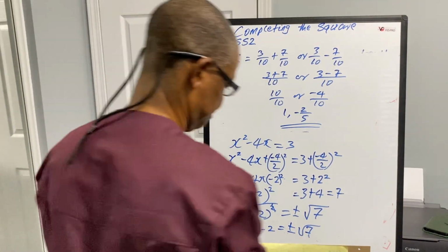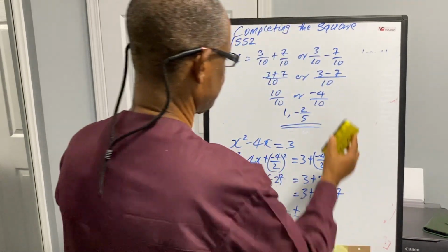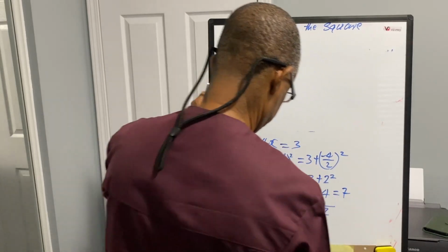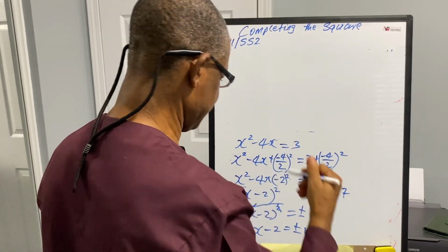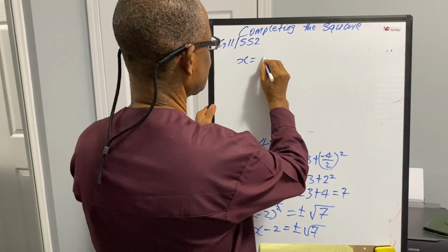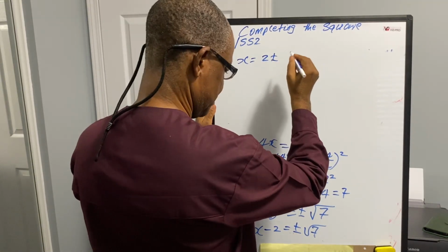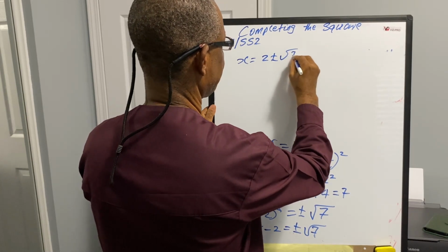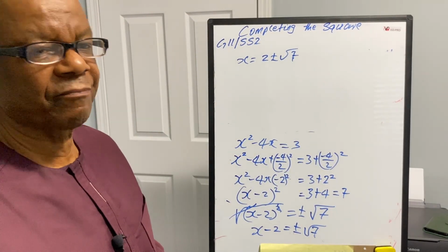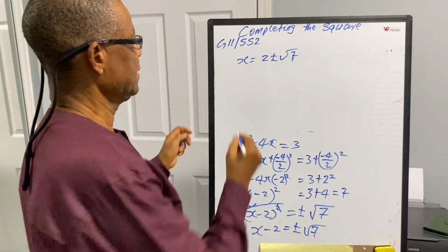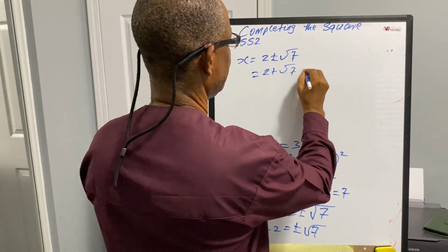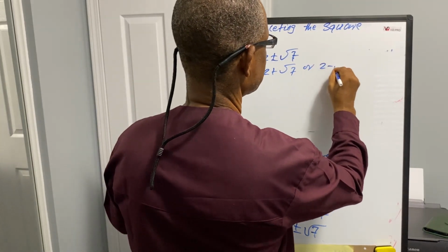Collecting like terms, we have x equals 2 plus or minus the square root of 7. We can separate the plus and minus sign. This will give us 2 plus square root of 7 or 2 minus square root of 7.